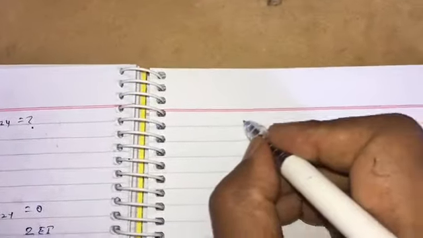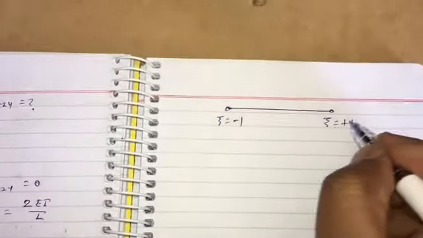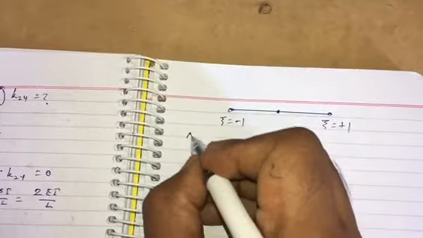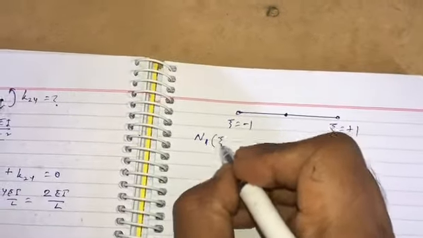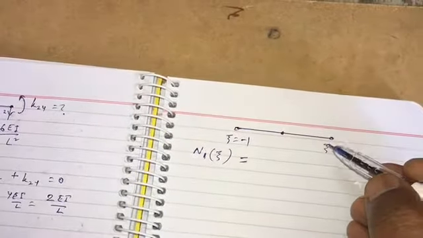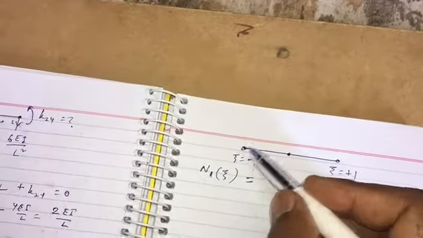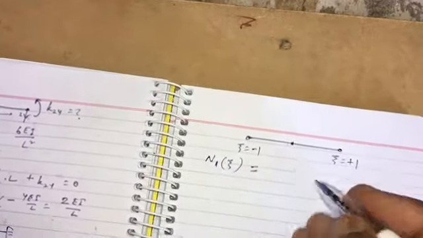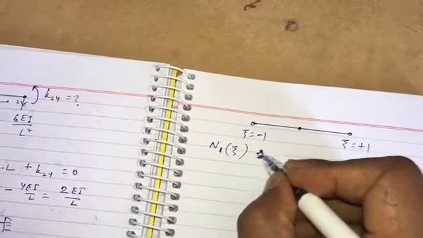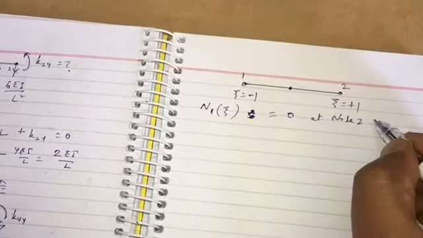What we want is xi equal to -1 at one node and xi equal to +1 at the other. This is the same way we have been doing for the isoparametric element. We have N1, and let us say you want to write it in terms of xi. Remember, we wanted the slope of Ni to be 0 here also, and Ni has to be 0 here also. So basically N1 is equal to 0 at node 2, that is xi equal to 1.